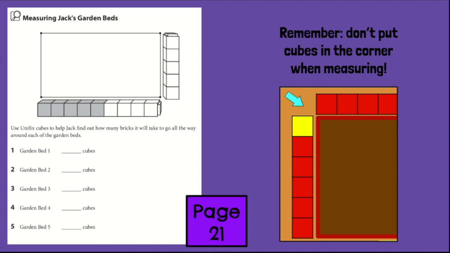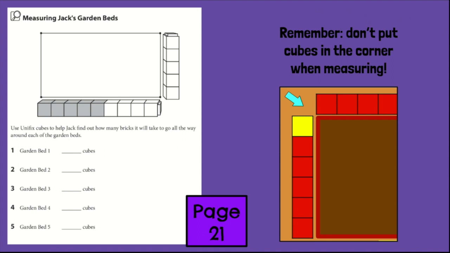Okay, open up your student books to page 21. You're going to find Measuring Jack's Garden Beds. You're going to use Unifix cubes to help Jack find out how many bricks it will take to go all the way around each of the garden beds. There are 5 different garden beds. It doesn't matter which one you measure first. You can do them out of order.